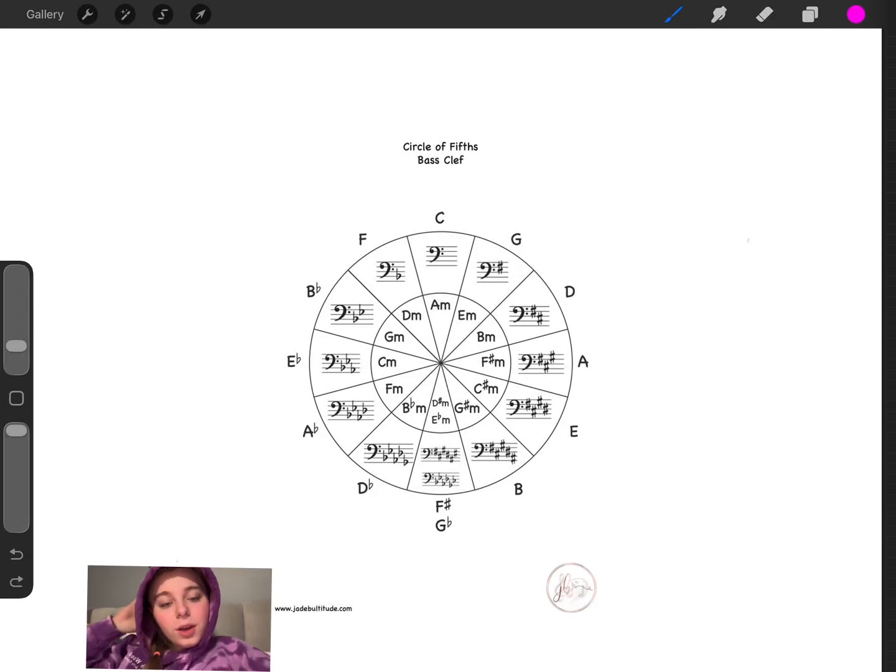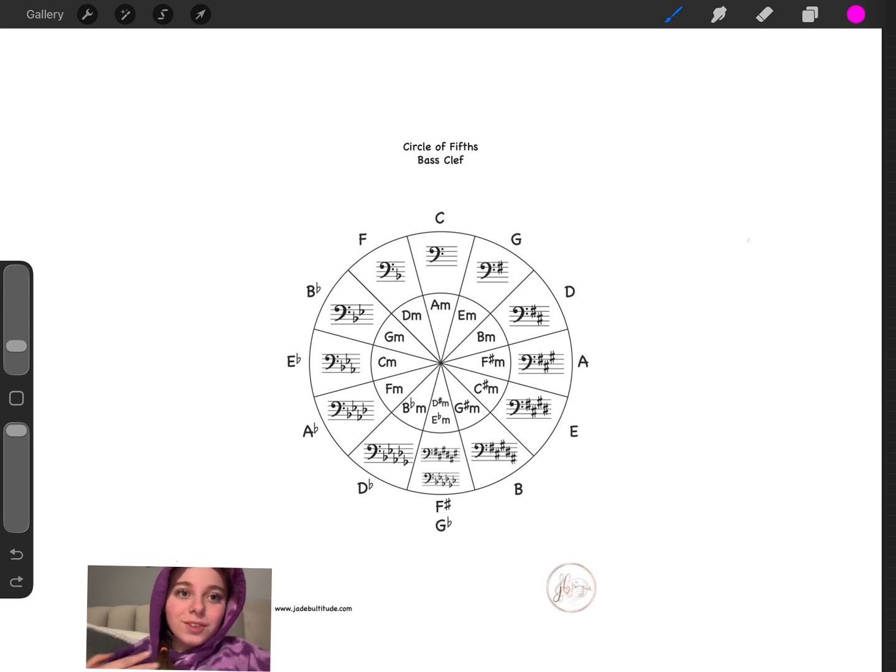Hi, so for this lesson we're going over key signatures, how to use a circle of fifths, ways to do it without it, mnemonics to memorize, differences between parallel and relative minor, and just lots of key signature things. So first, let's look at the circle of fifths.